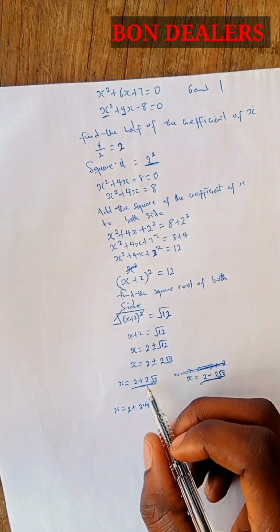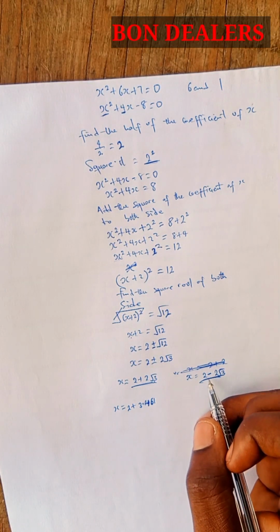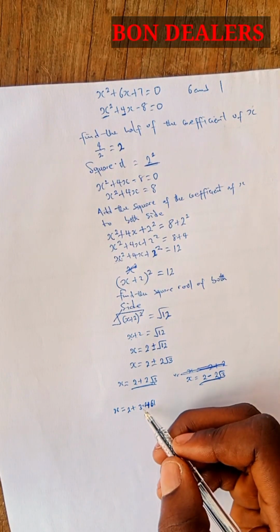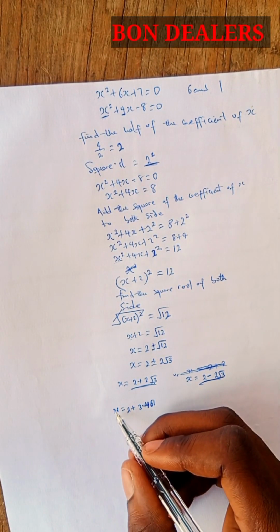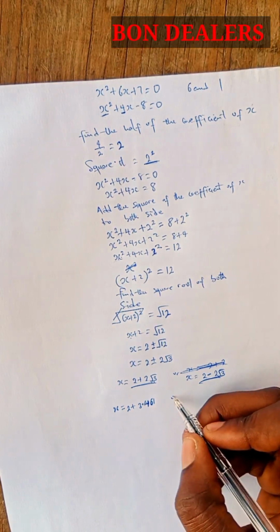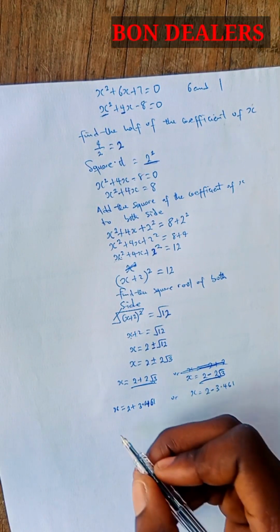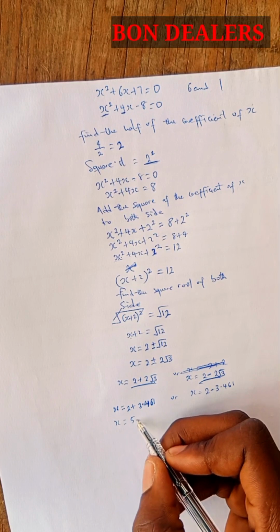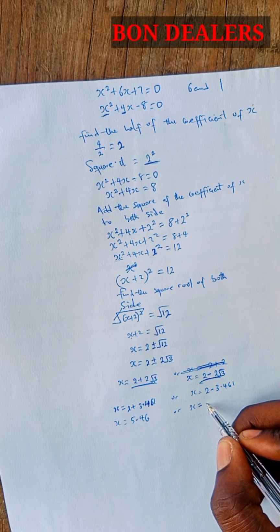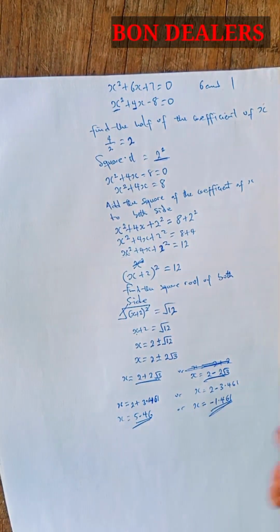So your two possible x values are x equals 2 plus 2 root 3, or x equals 2 minus 2 root 3, and 2 root 3 equals 3.461. So you have x equals 2 plus 3.461, or x equals 2 minus 3.461. So your x equals 5.461, or your x equals minus 1.461. So these are the two possible answers.